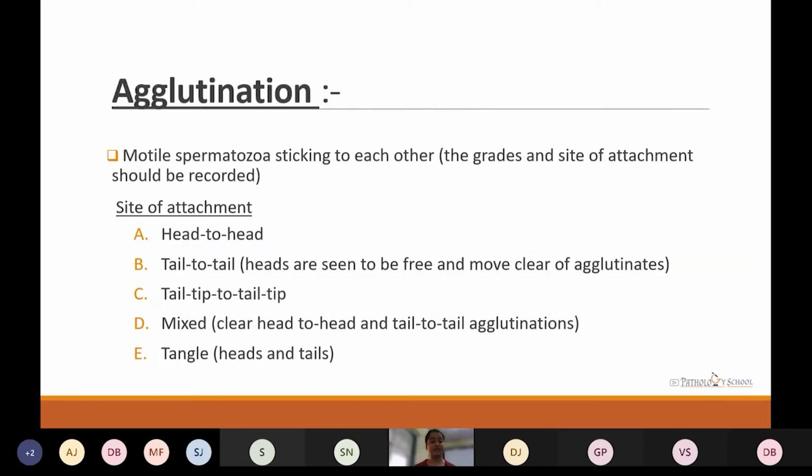Then we have agglutination. What is agglutination? It's basically the motile spermatozoa sticking to each other. In aggregation, we had immotile as well as motile spermatozoa, but in the case of agglutination, only the motile spermatozoa are sticking to each other. So there are certain grades of it, and it can also be defined on the basis of the site of attachment. The sites of attachment are head to head, tail to tail, tail tip to tail tip, tangled, and mixed.